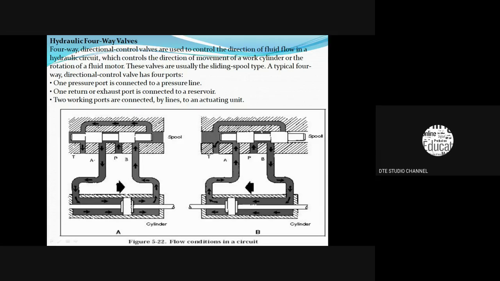In the second position, by moving the sliding spool valve, P is connected to B, whereas A is connected to T. But in the first position, P is connected to A and B is connected to T. In the second position, fluid flows from the pressure port to working port B, which enters the right end of the piston, and the piston moves towards the left. The fluid present in the left end of the piston flows back through A and through T to the reservoir. So, the direction of flow of fluid is reversed.